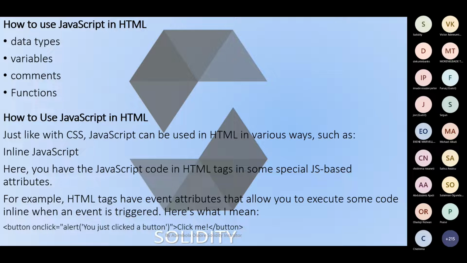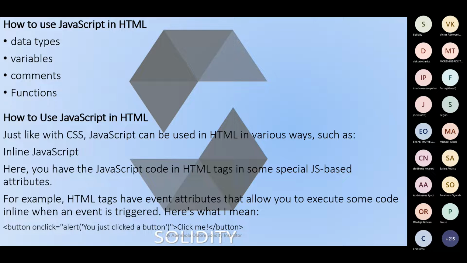How to use JavaScript in HTML. Just like CSS, JavaScript can be used in HTML in various ways, such as inline JavaScript. Here you have the JavaScript code in HTML tags, in some special JS-based attributes. For example, HTML tags have event attributes that allow you to execute some code inline when an event is triggered.